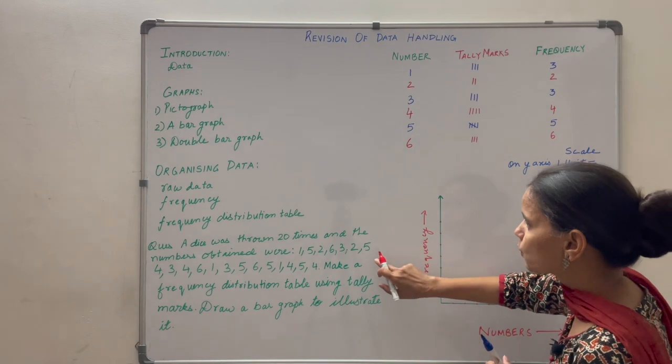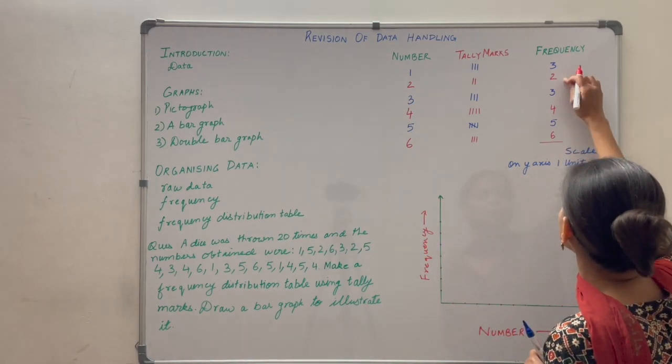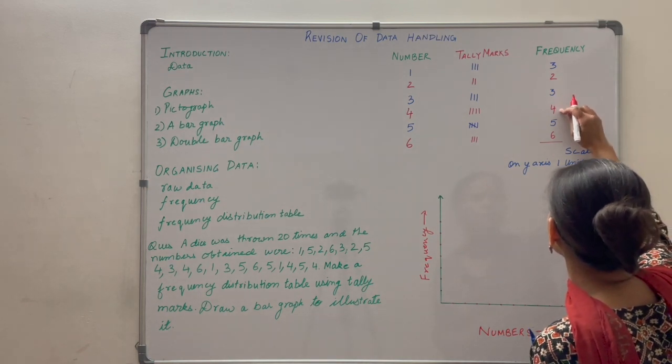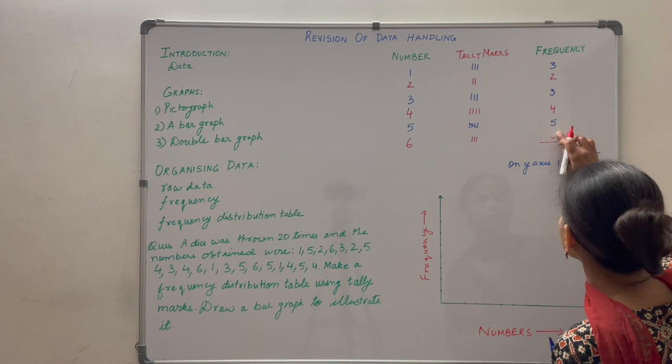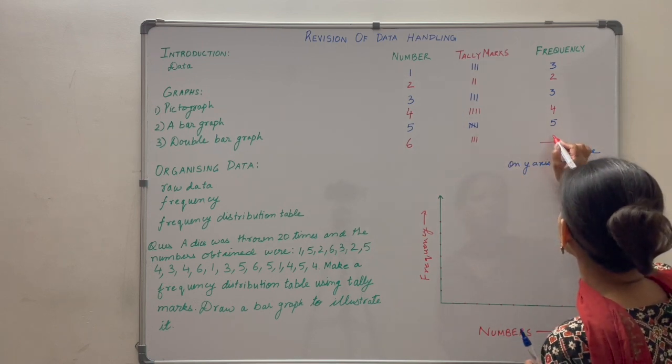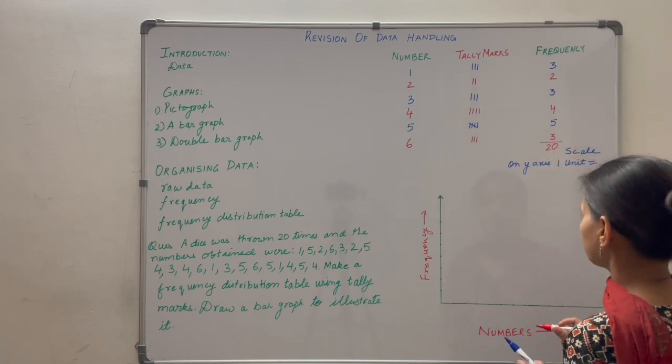There are a total of 20 entries. It says 20 times. You can check. 3 plus 2 is 5. 5 plus 3 is 8. 8 plus 4 is 12. 12 plus 5 is 17. Sorry, the last one is 3 here. So 17 plus 3 is 20.